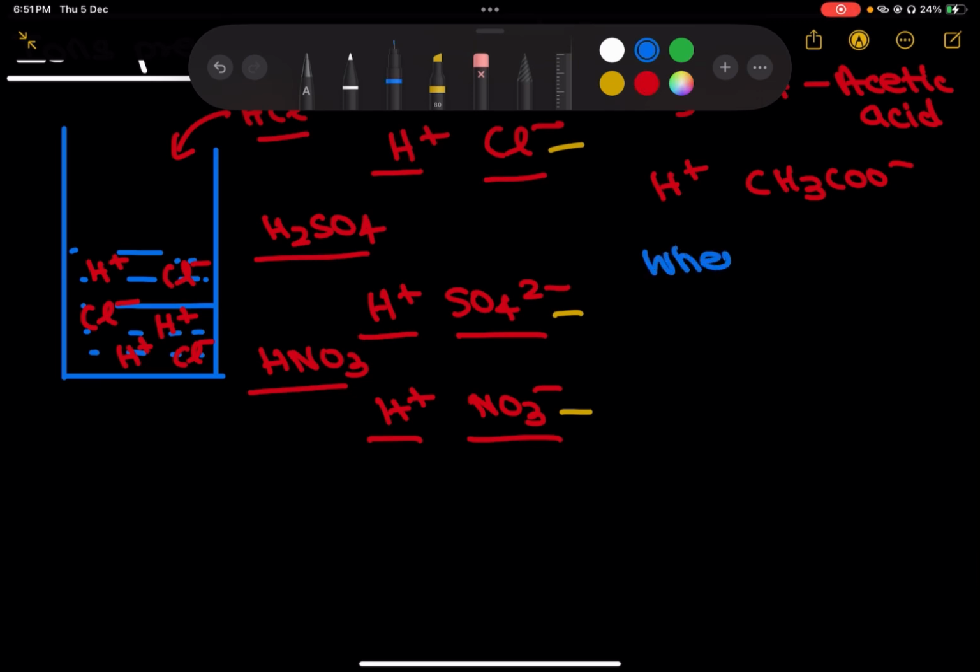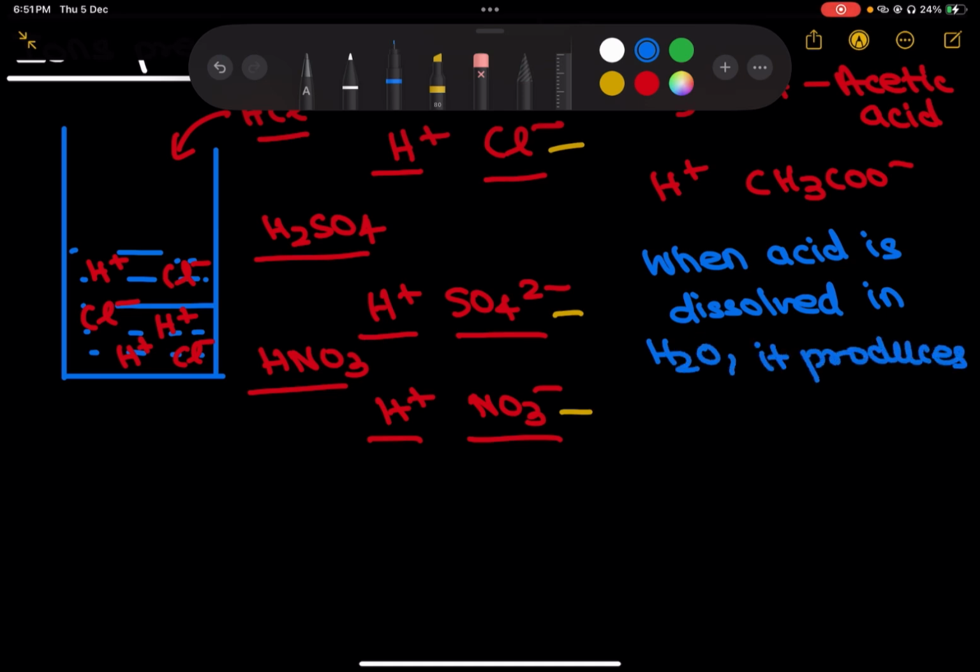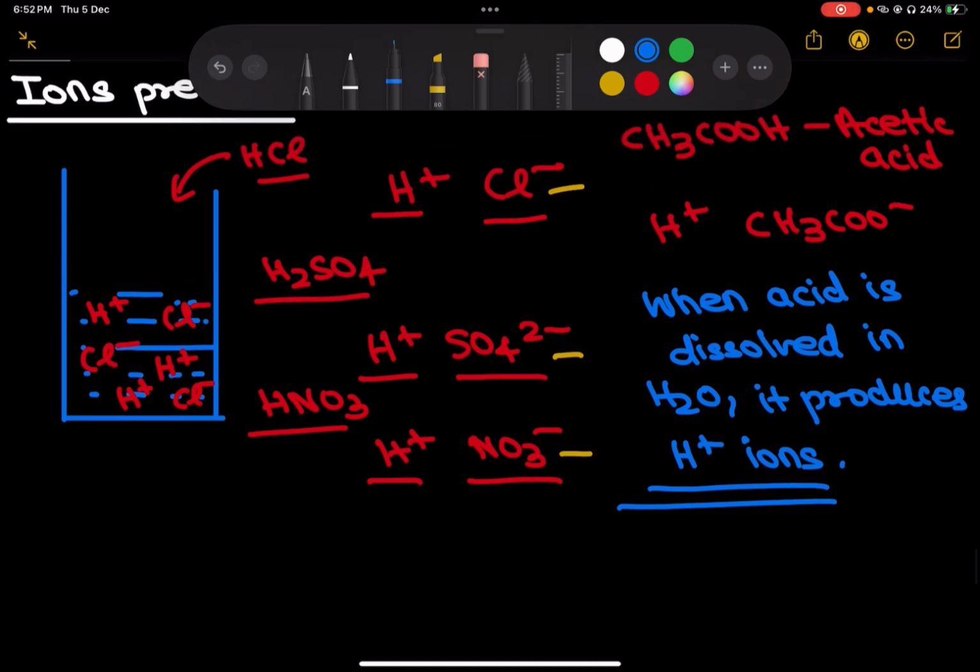When acid is dissolved in water, H2O, it produces H plus ions. Very, very important here. But then there is one more interesting thing. These H plus ions are not stable in water, so they combine with an H2O molecule.